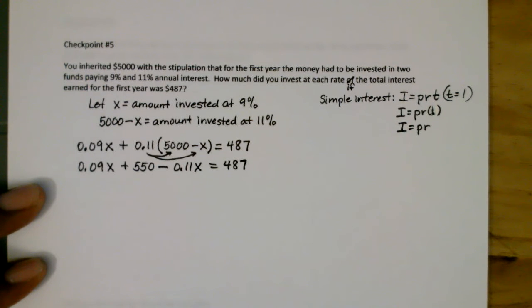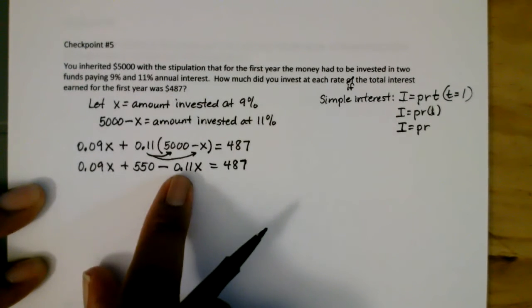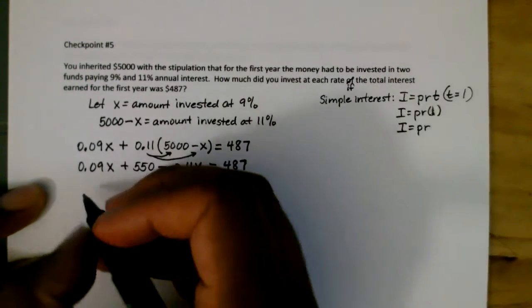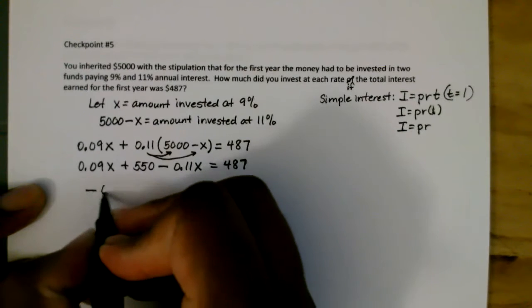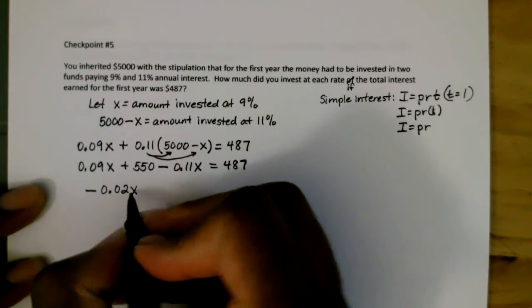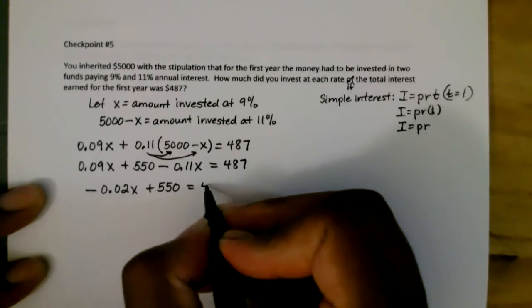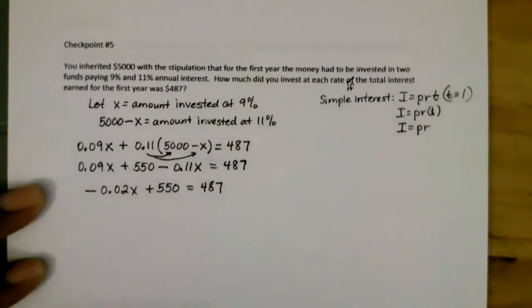And then the next step would be to combine like terms. If I do 0.09x minus 0.11x, this will be a negative, so it'll be negative 0.02x plus 550 equals 487.